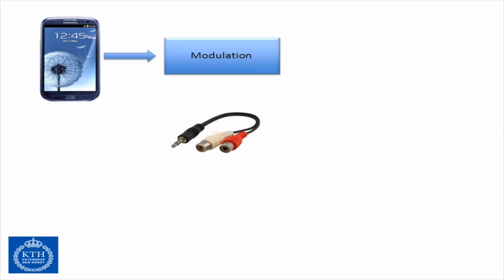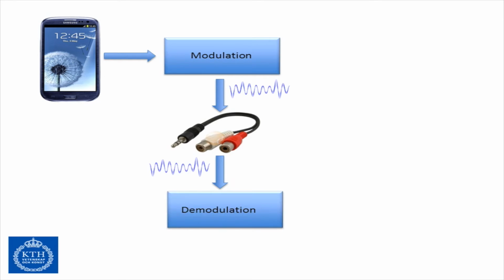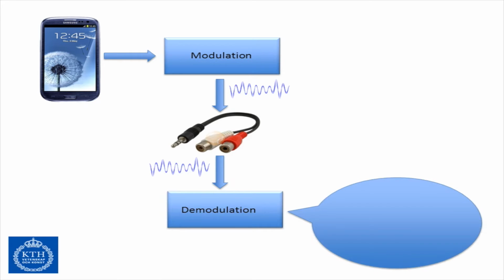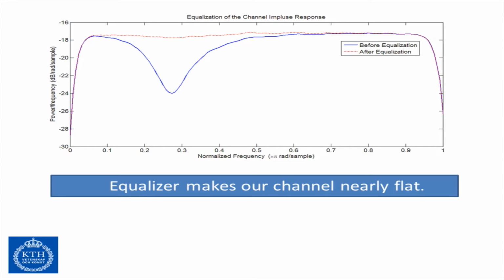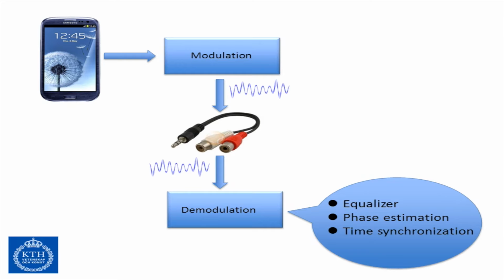Then, the modulated signal is converted to an analog signal through a DA converter. An acoustic channel transmits the analog signal to the receiver. At the receiver, the signal is first converted to a digital signal and then demodulated. First, the signal will go through an equalizer. The equalizer will make the channel nearly flat. Then we will do phase estimation and time synchronization using cross-correlation.